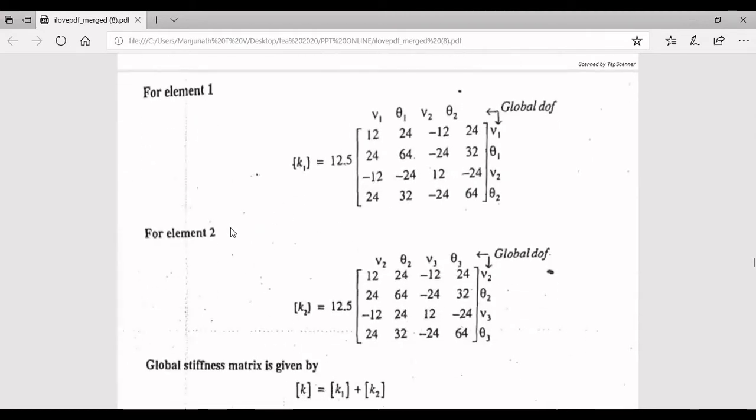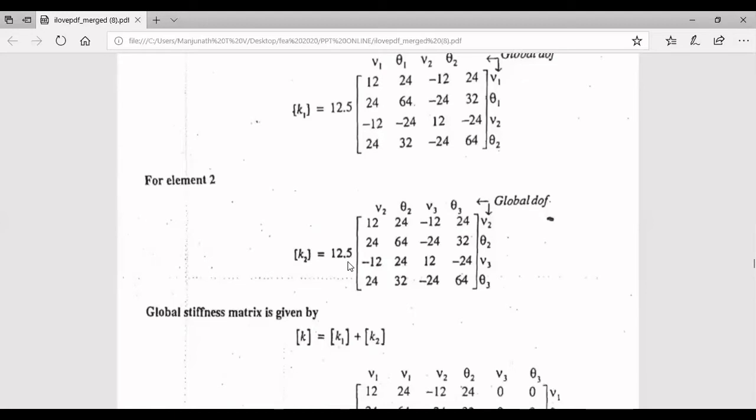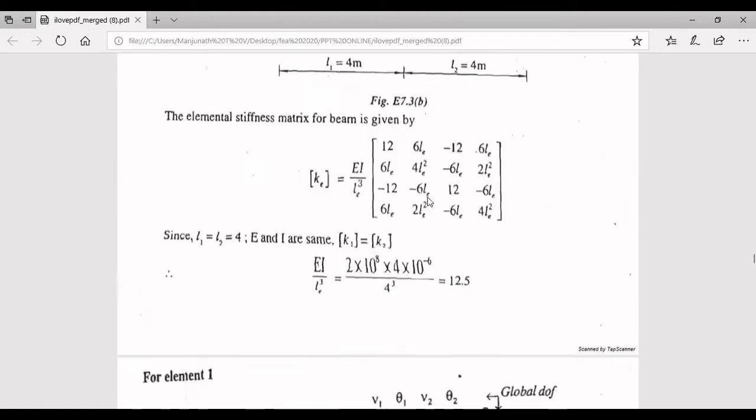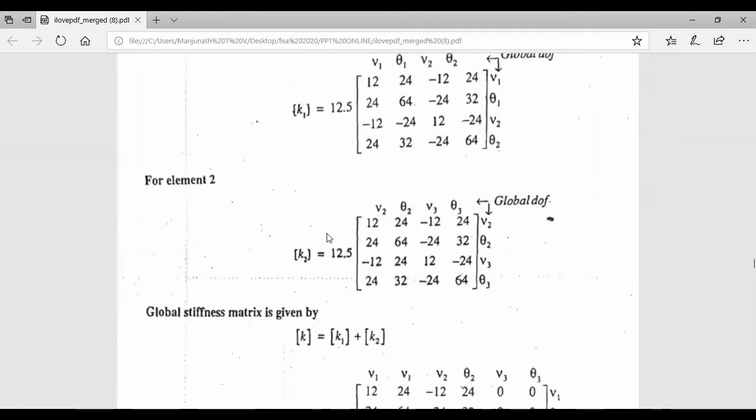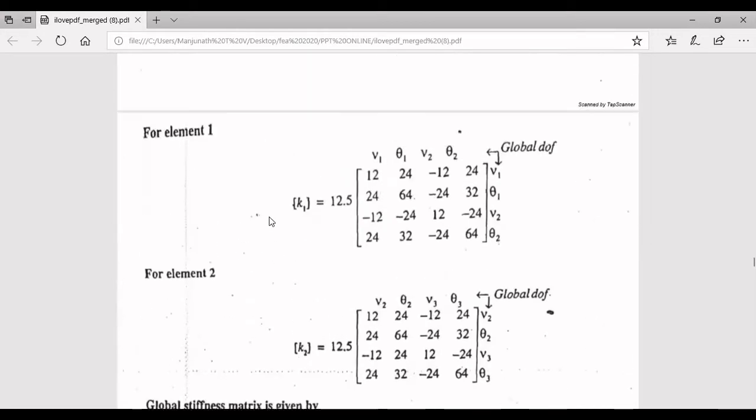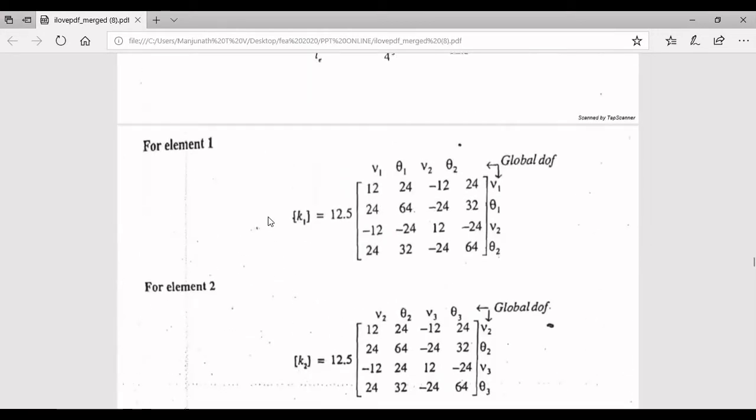Hence we also need to calculate the second element. So Ke2: EI by Le cube is the same, so we take the value of 12.5. As you substitute the Le value as 4 in this particular stiffness matrix, we are going to get this matrix. Hence the matrix is 12.5 times this. This is for the second element.